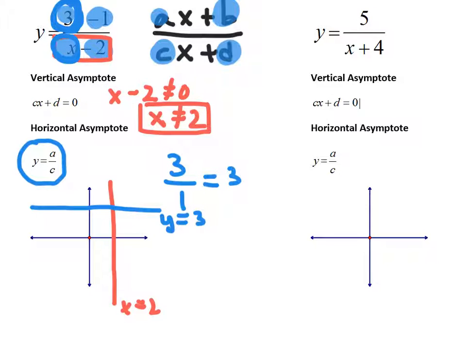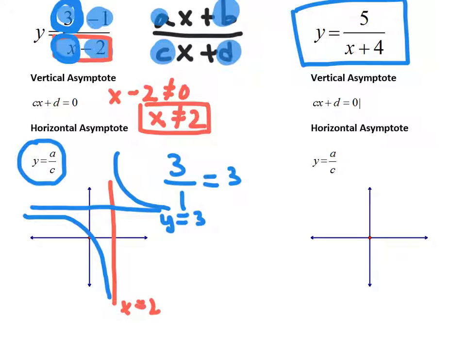And to graph this more correctly, you would want to plot some points. But basically the idea is you're going to get a hyperbola-like shape bounded by those particular lines. So let's do the same thing for this one over here. Let me just clean up a little space and we'll do this one more time.